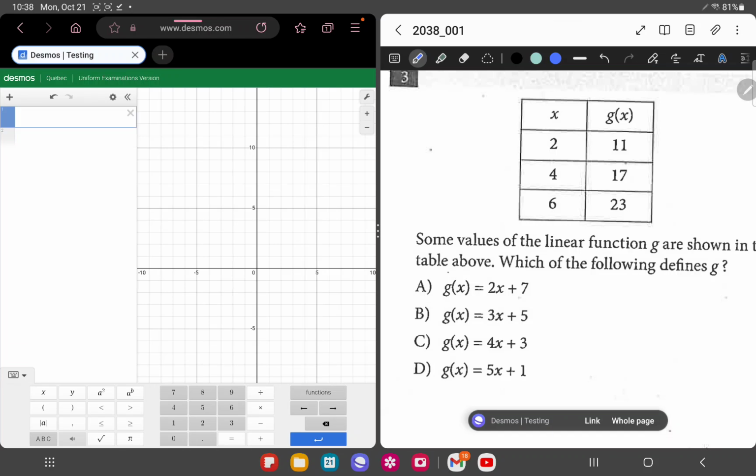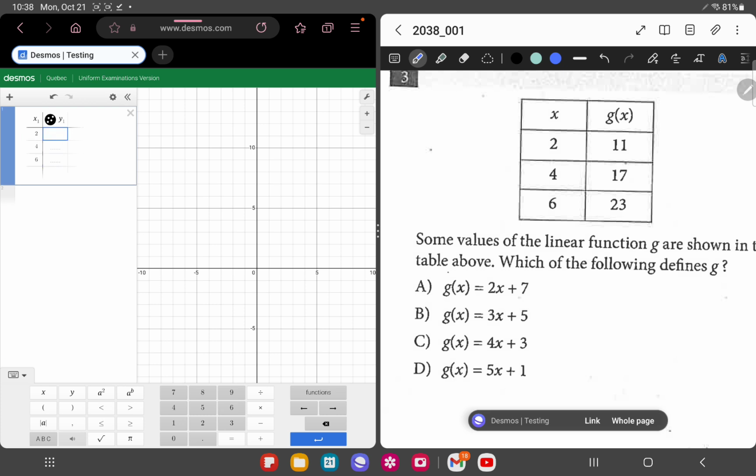Now if you didn't know, there's going to be a little plus right here on the side. You're going to press it and you're going to press table. Once you do that, you can actually start typing in what you have. So we have 2. Now you guys are going to have a keyword, which is going to make things a little easier. 4, and then finally 6.